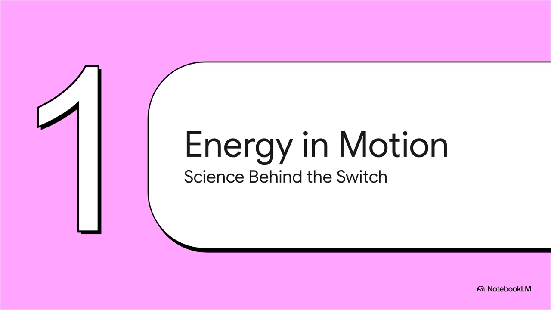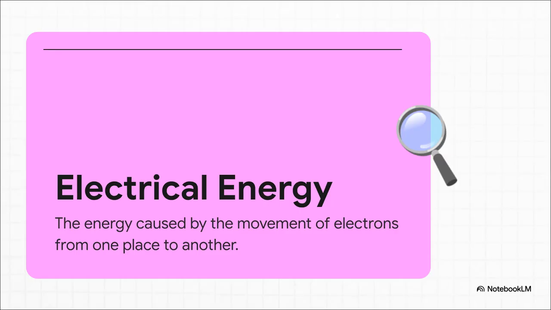Okay, so to really understand what's happening, we need to zoom in, way in. I'm talking about getting down to the microscopic level, right inside those copper wires that are hidden in our walls. And you know what? At its core, it's actually pretty simple. Electrical energy is basically just the energy that's created when these super tiny particles, called electrons, start moving around. When they travel from one spot to another, they create this kind of flow. And that flow is what we call electricity.